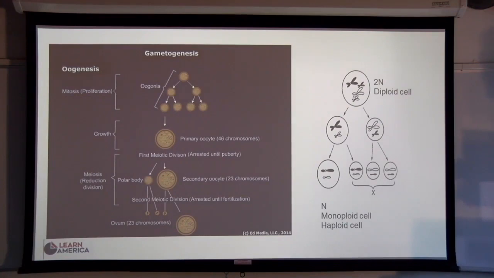All right, and the same thing in the female. You have this diagram up top. You want to add in that the original cell is a diploid cell represented by 2N, and the bottom cells are referred to as monoploid or haploid cells.